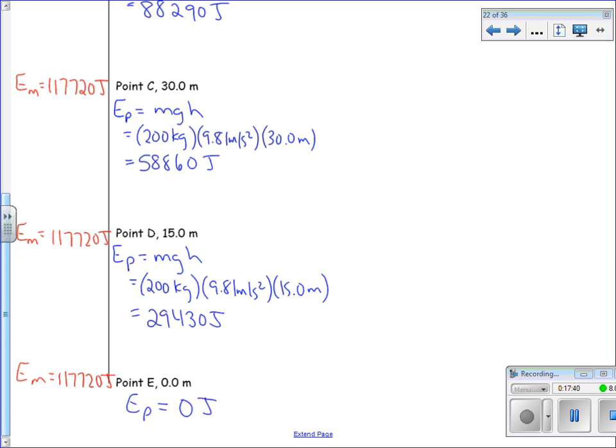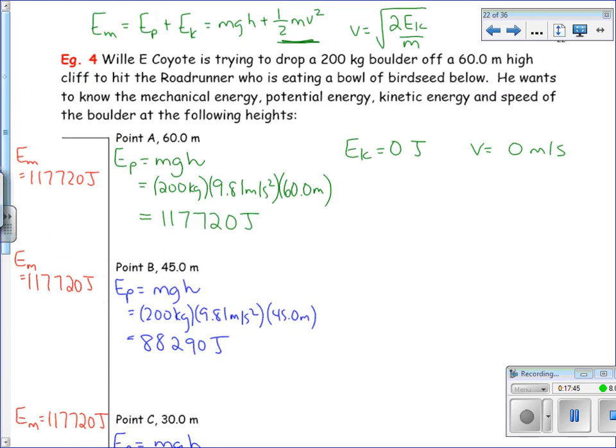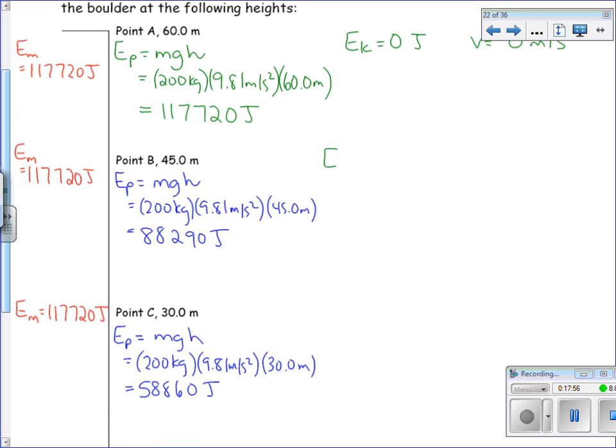So if we go back here now, we want to find the kinetic energy. We know mechanical energy is potential energy plus kinetic energy, which means kinetic energy is going to be mechanical energy minus potential energy. So if we want to find EK at each point, then we just take the mechanical energy and minus off the potential energy. So it's 117,720 joules minus 88,290 joules, which in this case gives you 29,430 joules.